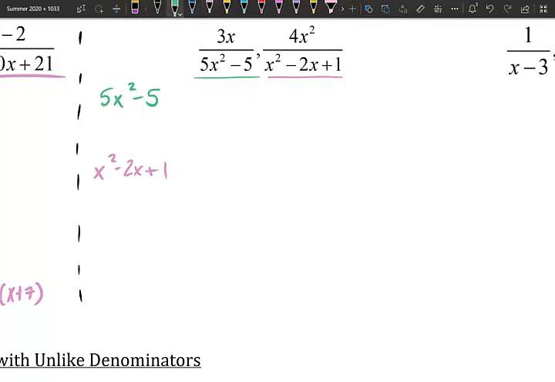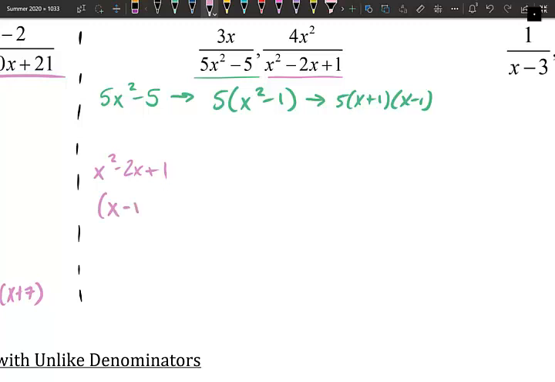All right, now we need to factor each denominator. So we can factor this one. We can take a 5 out. So when we do, we're left with x squared minus 1. We can factor one more time because x squared minus 1 is a difference of squares. So we can factor that into x plus 1, x minus 1. All right, let's factor our purple one. Or pink, I see it both ways. It's pink and purple to me. So when we factor it, we have x minus 1, x minus 1.